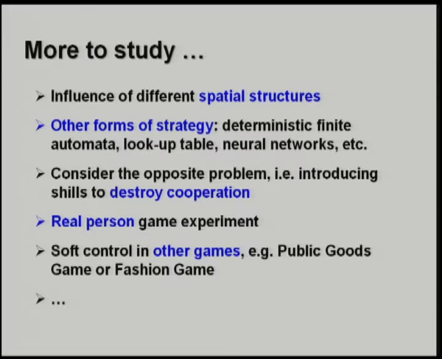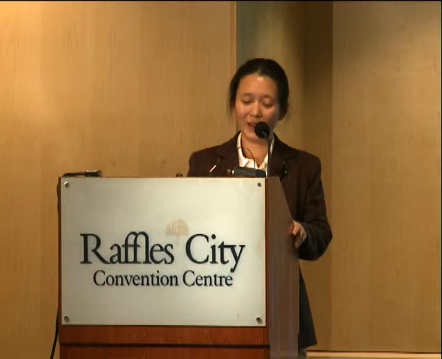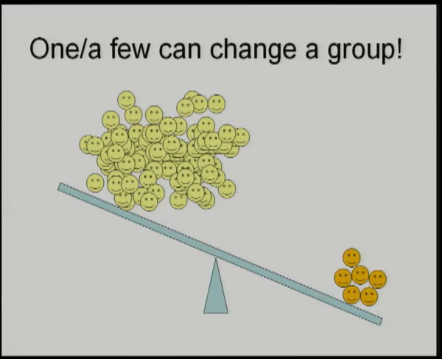Okay, now going to the end of this lecture. We see that soft control is for multi-agent systems, and its purpose is to change the collective behavior. But we cannot adjust global parameters, nor can we change the local rule of the already existing agents. But what we can do is to add one or a few special agents into the system. And the two case studies show that one or a few clever shills can change the collective behavior of the group. So it's like this, from one to a lot. But you have to have more strategy and a bit more energy.